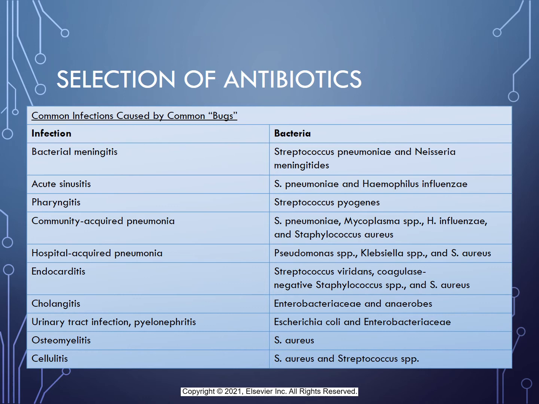So as you can see on this slide, there are common infections caused by common bugs, and this includes bacterial meningitis, sinusitis, pharyngitis, endocarditis, and so on. And on the right are the bacteria that actually cause these. This is going to help us decide the most appropriate treatment.